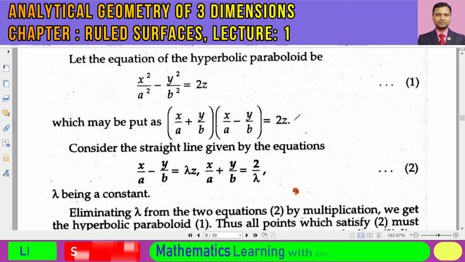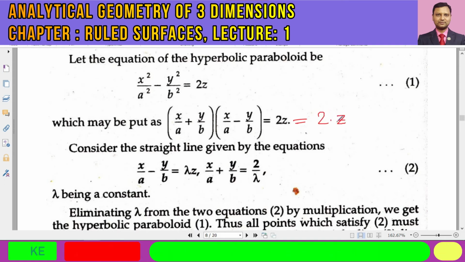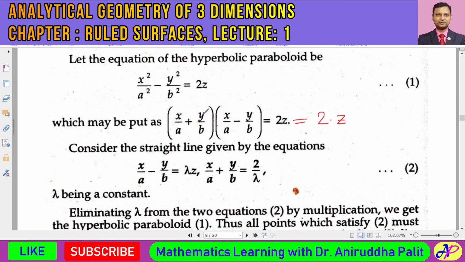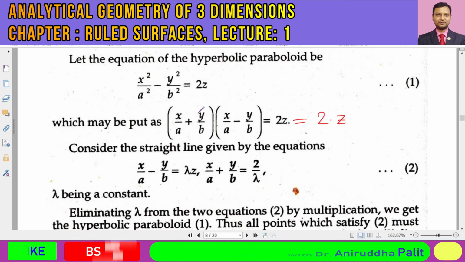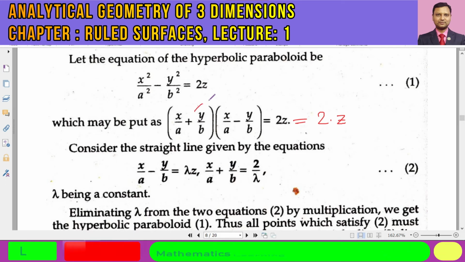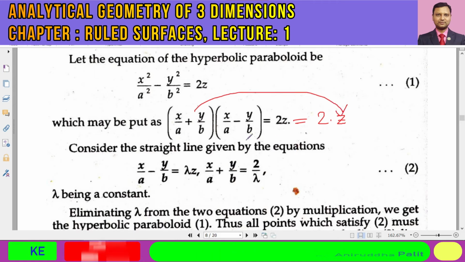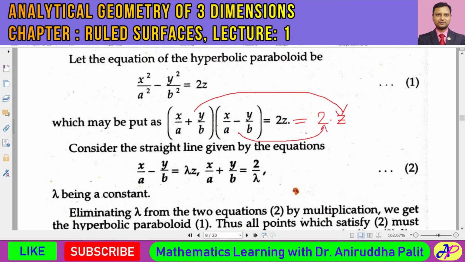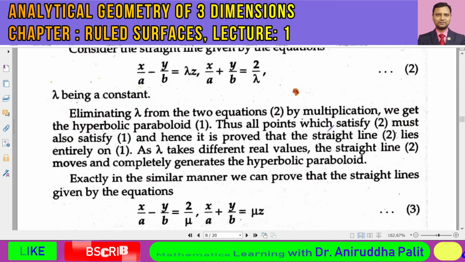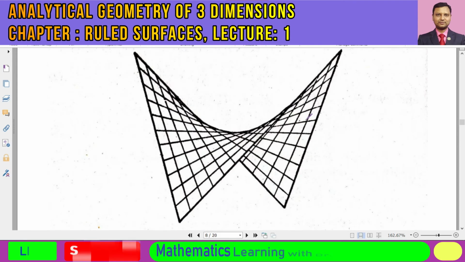You can also make the opposite type of combination. Say you can consider this plus factor, the first factor x by a plus y by b, with this z, and combine this second factor with this first factor. Then you will get another system of generators like this. This is called the mu system of generators. And this would be actually the picture.